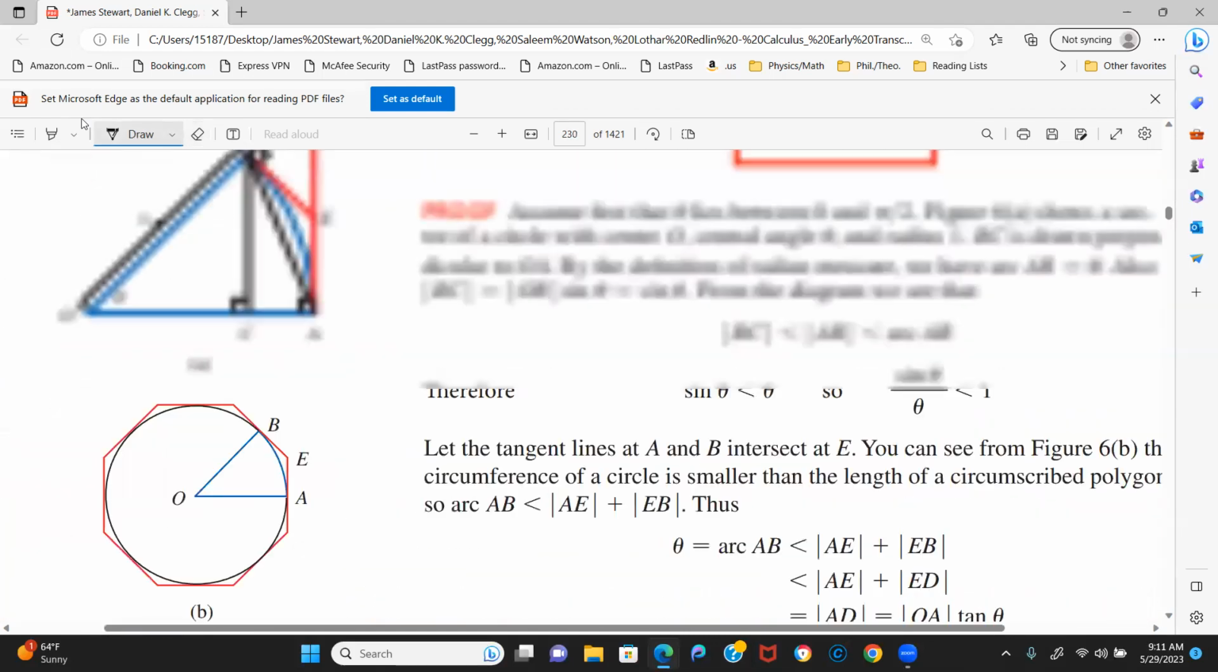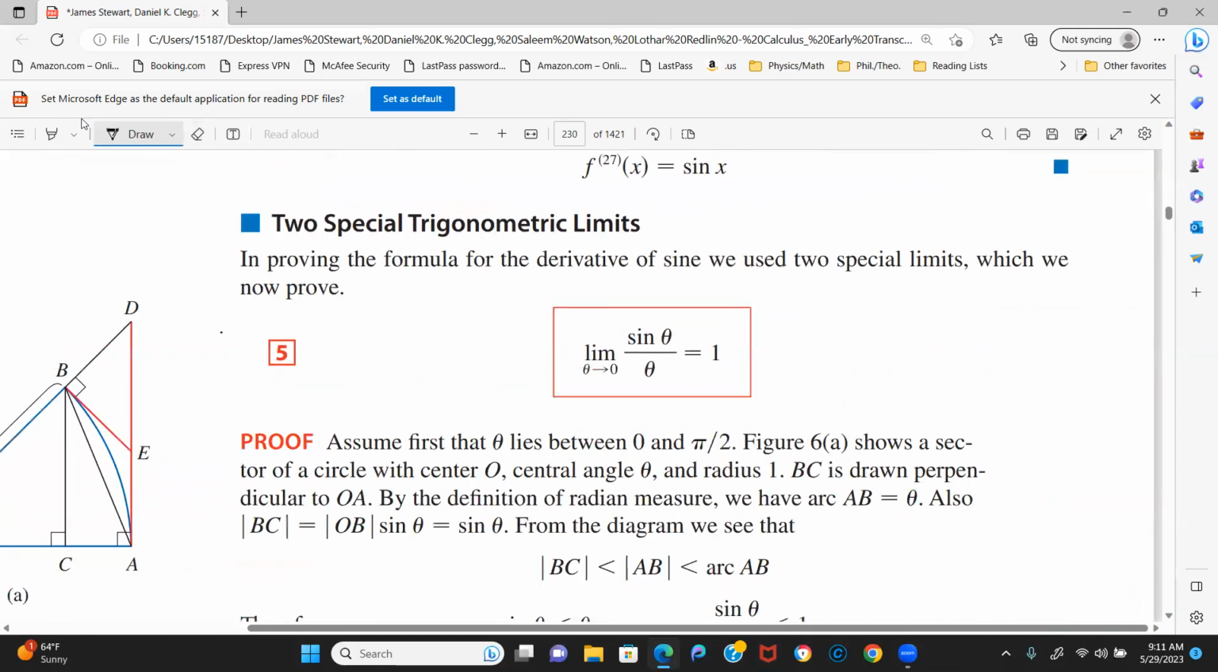All right, so let's go through the proof. So we're gonna take a limit as theta goes to 0. So it's perfectly fine to assume that theta needs to be close to 0. So we can just assume it's between 0 and pi over 2. Meaning, if we're thinking about theta as an angle, that's going to be an angle in a right triangle, right?